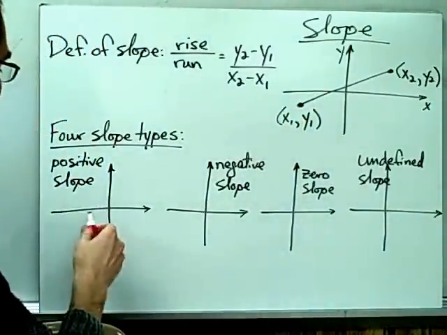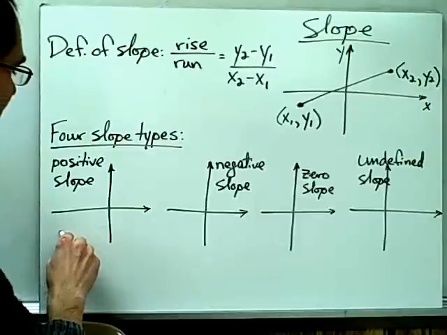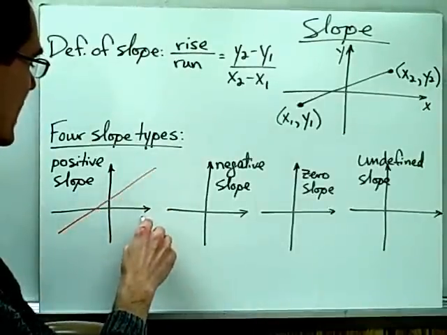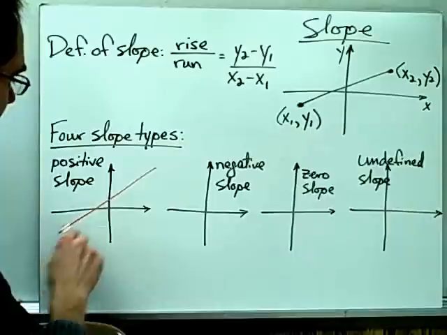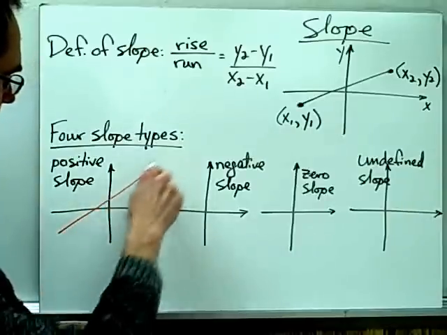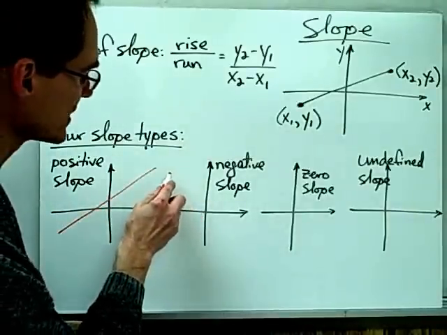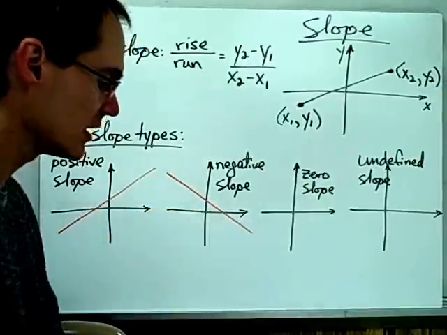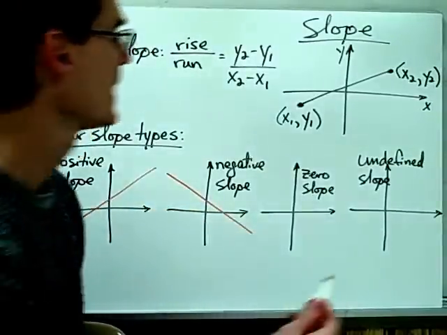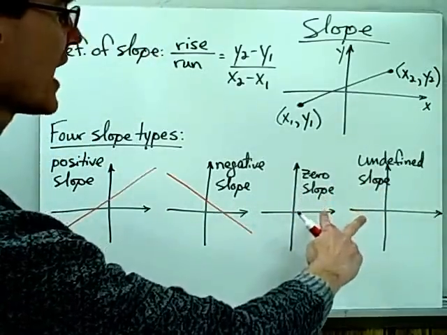First type is positive slope, and that just means a line that on the xy axes is going up in this direction. That's a positive slope, a line with positive slope. A negative slope is a line that goes in the other direction.